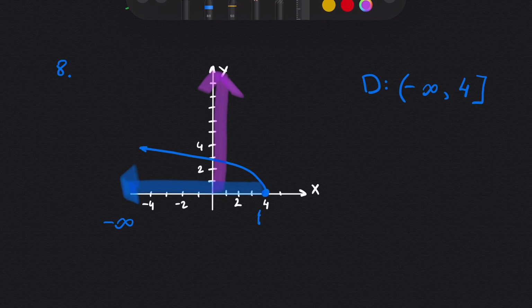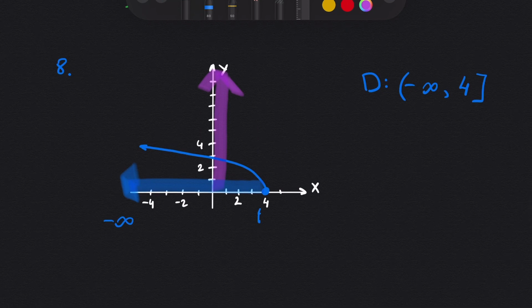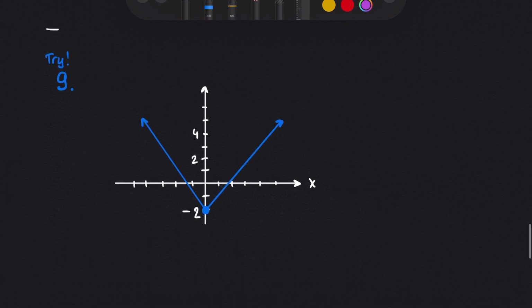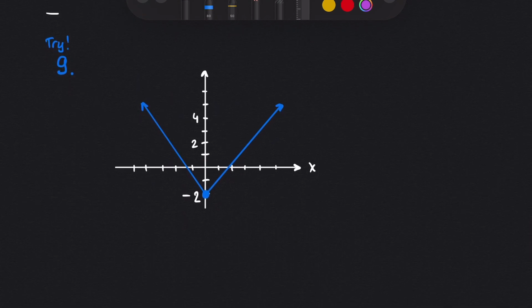Okay, our range starts from 0, as we can see there, and it keeps going, so it goes to infinity. 0 included, and infinity not included. Okay? Next example. Now try this one on your own. I'm sure you can do this.